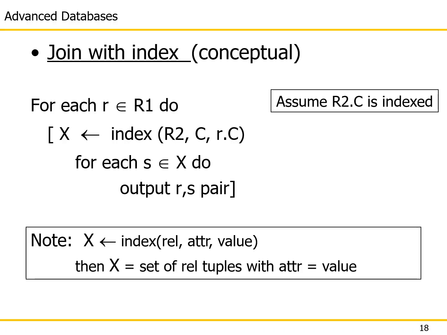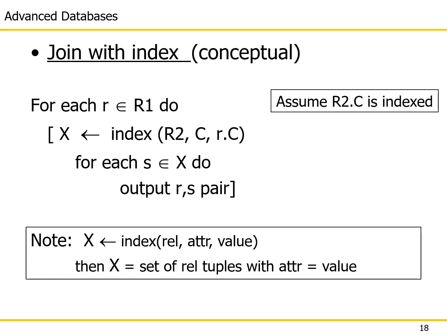Now let's move on. We've seen iteration join as an option. We've seen sort-based merge join as an option. What other options does the database engine decide to evaluate when it's building the physical plan? Is it a good idea to actually use an index to do the join? Even if the index does not exist, it might decide to build the index to do the join. But let's here assume that R2.C is already indexed for one reason or another.